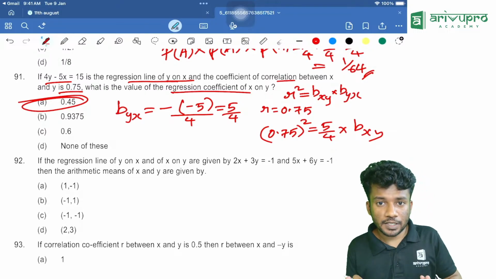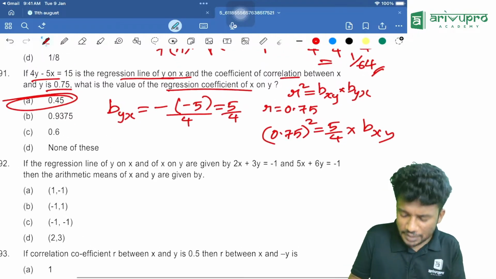Vinay, should I slow it down? Yes, I'll slow it down. Not a problem. Yeah. This one you understood?